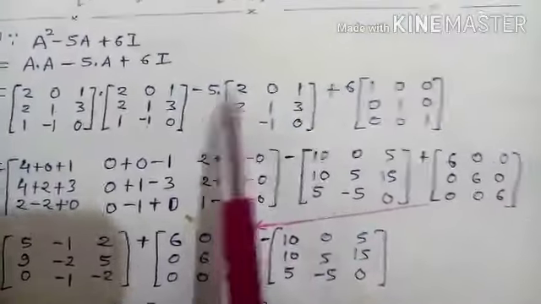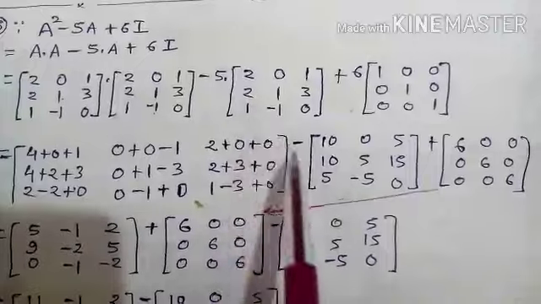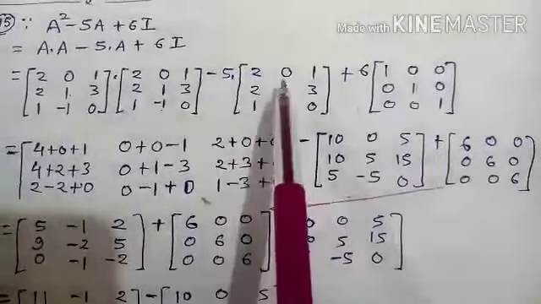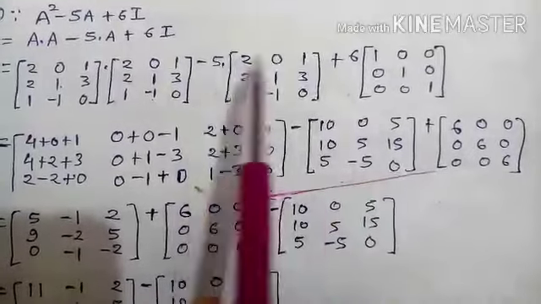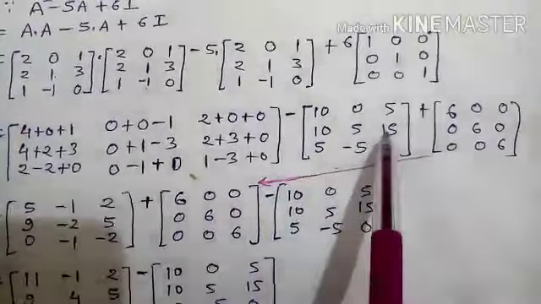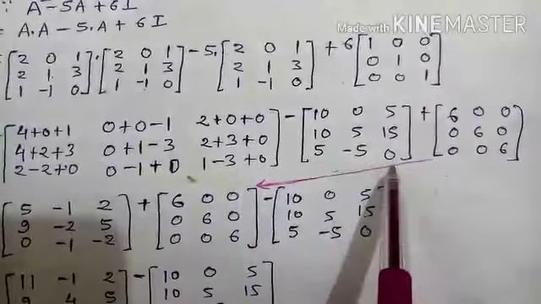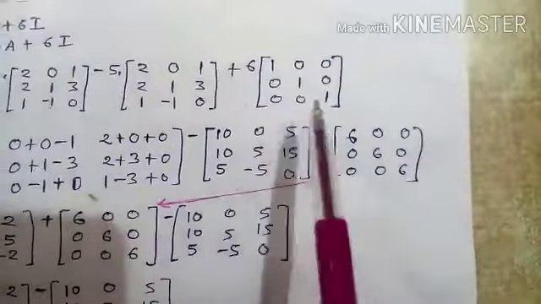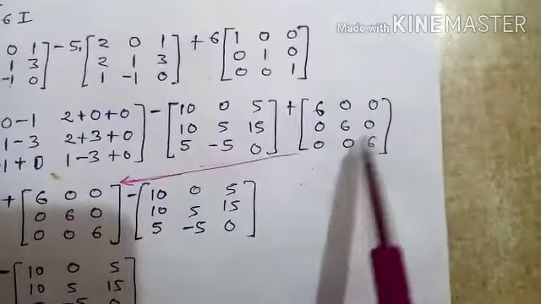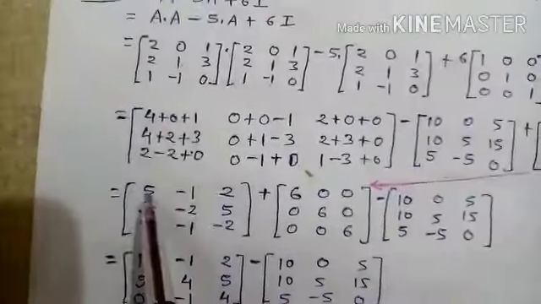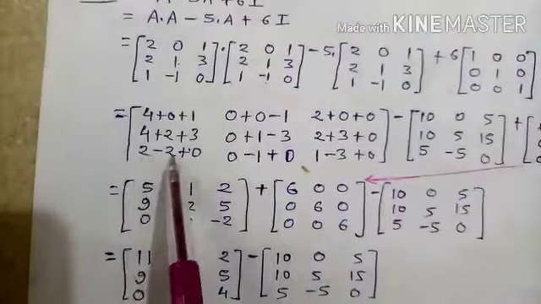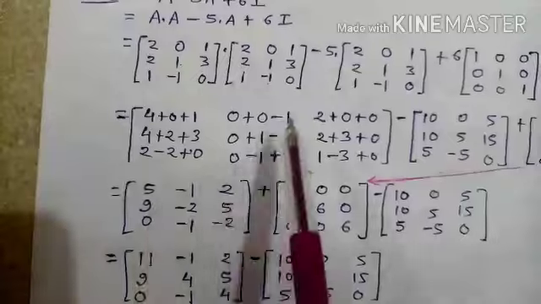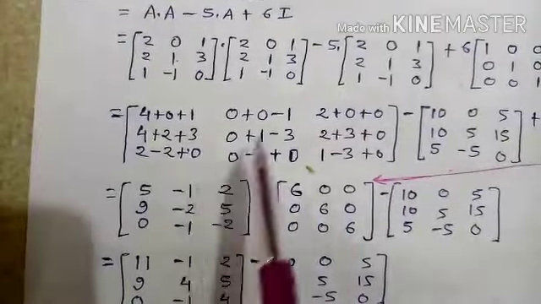Now multiplied by 5: 5 into 2 is 10, this is also 10, 5 ones are 5, 0, 5 here, −5, 5 into 1 is 5, 5 into 3 is 15, and 5 into 0 is 0. Multiplied by 6, it will be 6 0 0, 0 6 0 and 0 0 6. Now 4 plus 1 is 5, 4 plus 2 is 6, and plus 3 is 9, plus 2 and −2 cancel out, it will be 0, only −1 remaining.